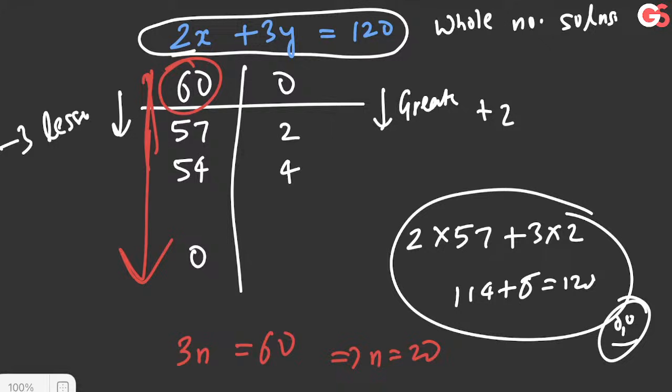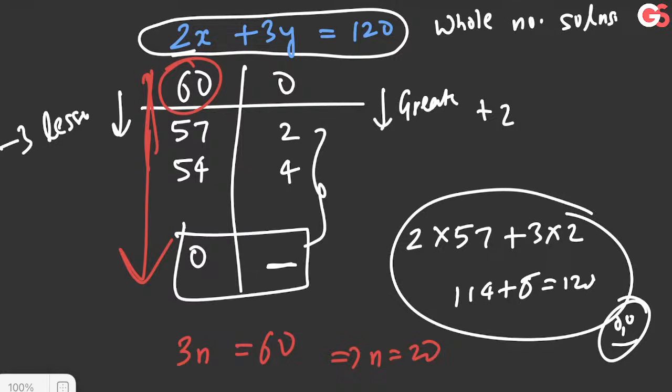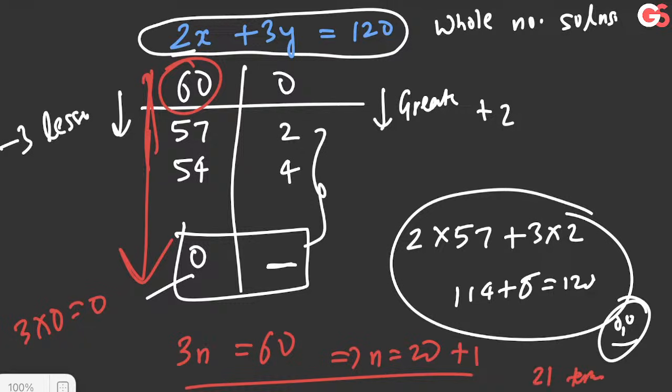I don't care about the value of y, because I need the number of solutions. For every value of x, there has to be a value of y, right? So if I calculate only x, my life is sorted. 20 are those values, but this is also a value which we tend to forget. 0 is also a multiple of 3. 0 is essentially a multiple of everything, because 3 into 0 is 0. All right, so we'll have 20 plus 1, that is 21 terms. Is that clear? 21 whole number solutions.